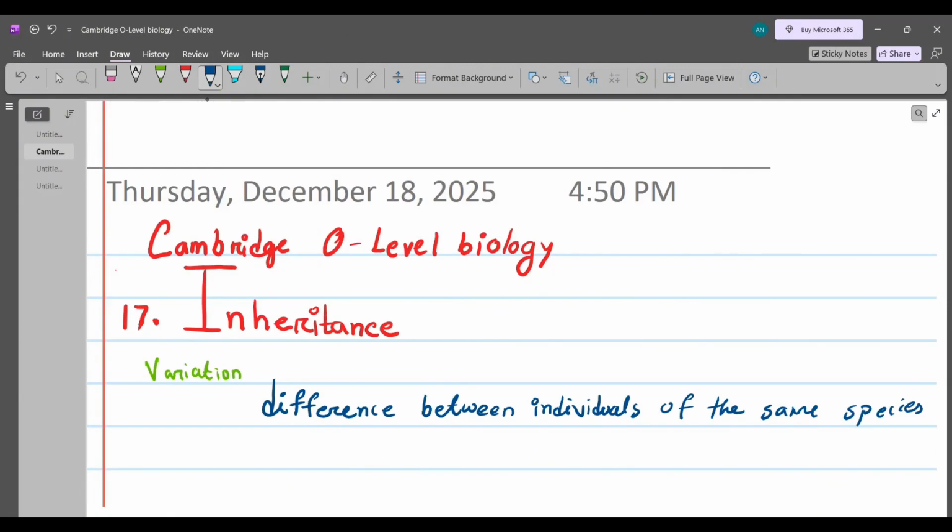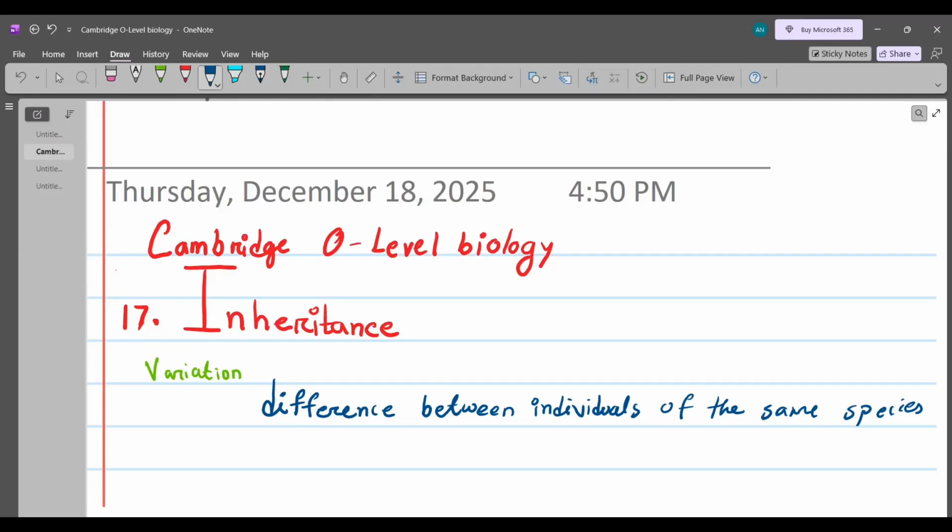Now, phenotypical variation can arise in two main ways. Firstly, it can be genetic, where the differences are controlled entirely by a gene. I hope you understand. If I give you an example, genetic variation in humans includes blood group, eye color, the ability to roll their tongue, or whether the earlobe is fixed or free.